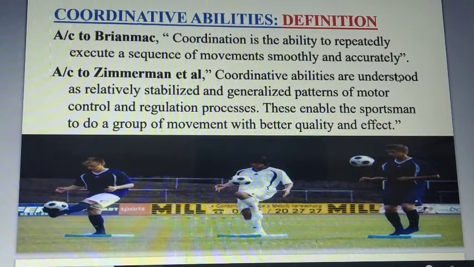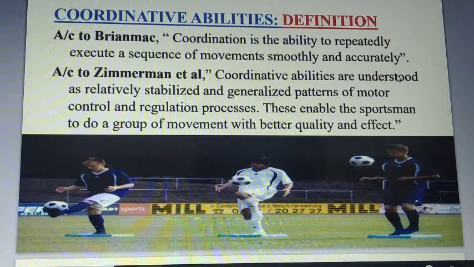The definition means to perform a sequence of movement accurately, with perfection, with coordination. According to Zimmerman et al., coordinative abilities are understood as a relatively stabilized and generalized pattern of motor control and regulation process. These enable the sportsperson to do a group of movements with better quality and effect. So students, here we get to know what is coordinative ability.